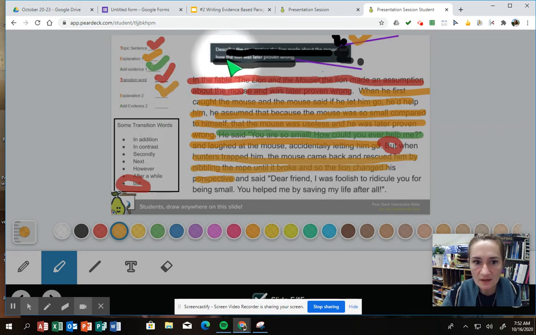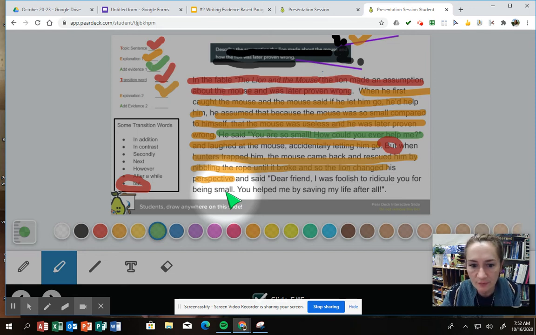So the next thing we need is how the lion was proven wrong, evidence that goes along with changing his perspective. Okay, so I'm going to grab my green. And I know it's evidence because it's got the quotation marks. And it says, "Dear friend, I was foolish to ridicule," which sounds like ridiculous. And that makes sense. Make you look ridiculous. Ridicule you for being small. So that really helps us there because we know now that he was wrong. I was foolish to ridicule you. You helped me by saving my life after all. Excellent evidence. Highlight that green.